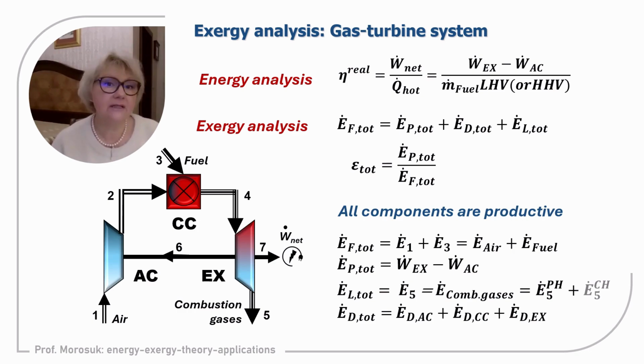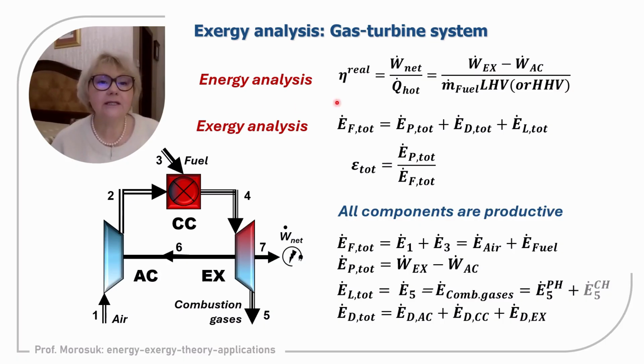The simple open cycle gas turbine system consists of three components: air compressor, combustion chamber, and expander. Sometimes people call the expander a gas turbine, but it is not the gas turbine system. This you should clearly distinguish. The gas turbine system is the entire system, and today we will discuss the entire system, not one component.